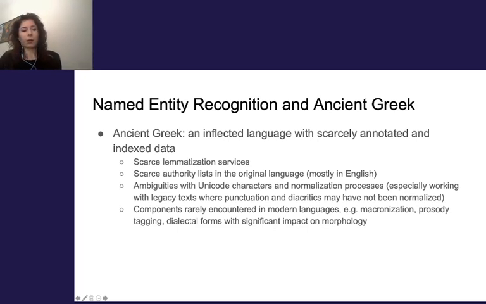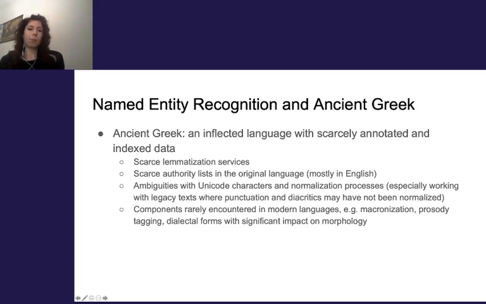And there are also, for what concerns ancient Greek in particular, components that are rarely encountered in modern languages which complicate things a little bit, such as macronization, which is just the insertion of a macron, a particular diacritic on letters, prosody tagging, dialectal forms, which have a significant impact on morphology and inflection, and so on. We will discuss what this means in a bit.